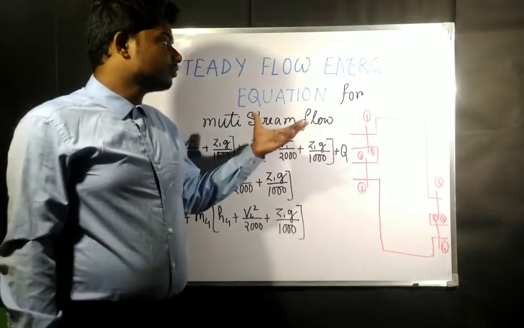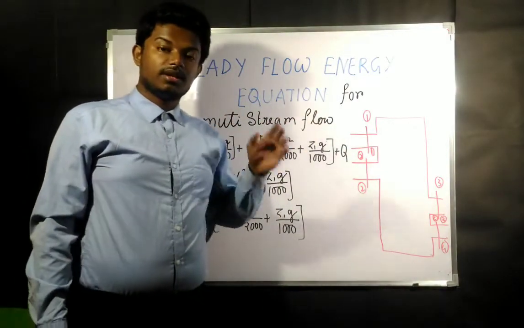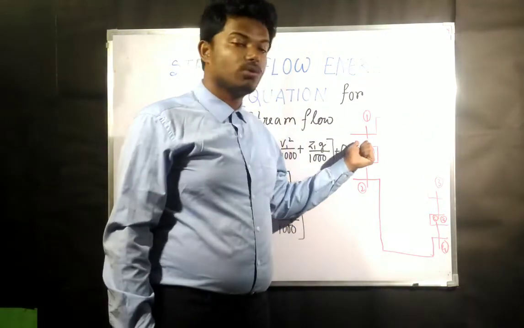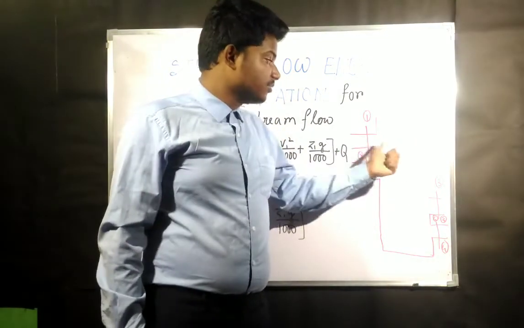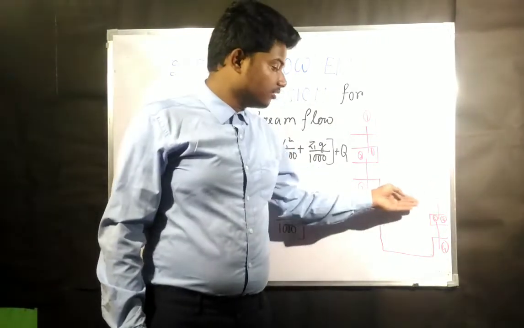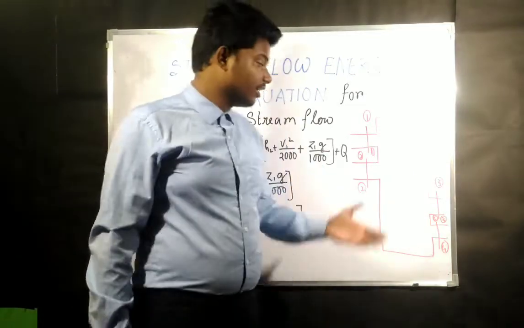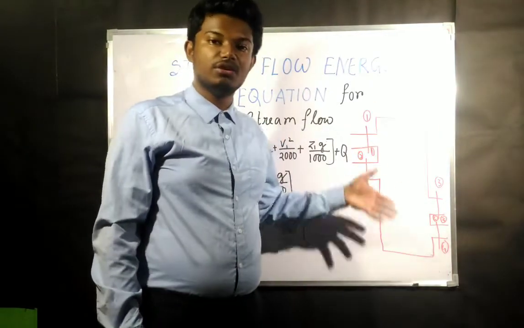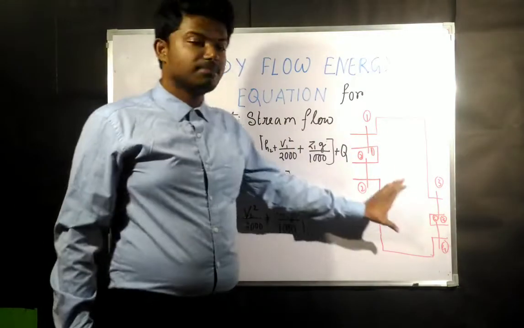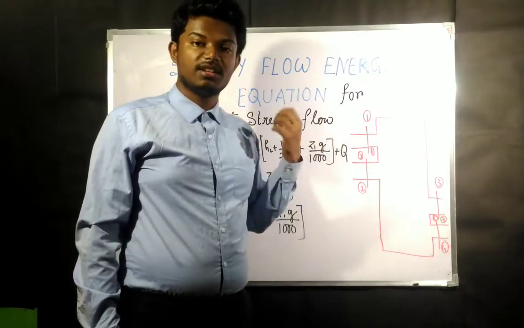Now we are going to study the steady flow energy equation for multi-stream flow. In the previous cases, through one stream the water or any fluid was coming in, and through another stream the fluid was going out. Now we have taken 2 streams in every case. It can be 3 or 4, but for simplicity we have just considered 2 to understand multi-stream flow. So this will be similar to the previous case.